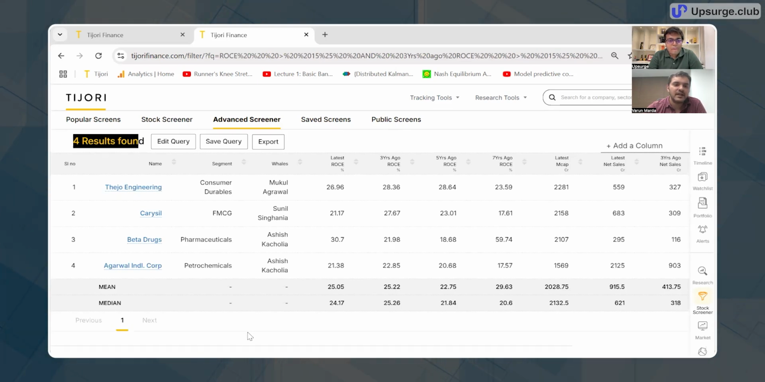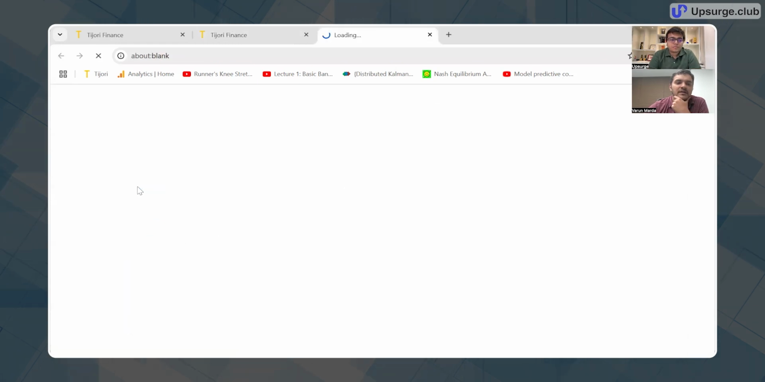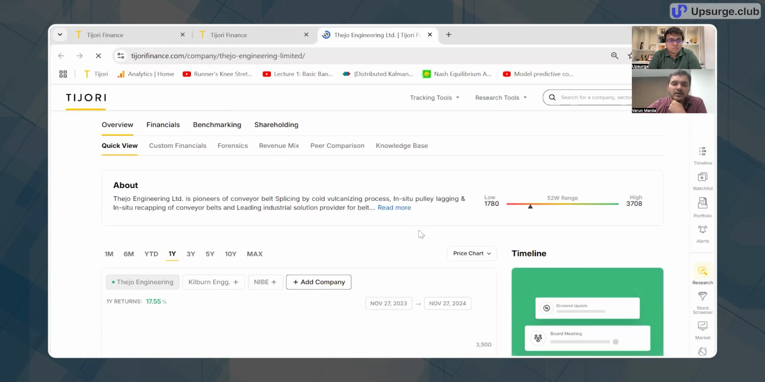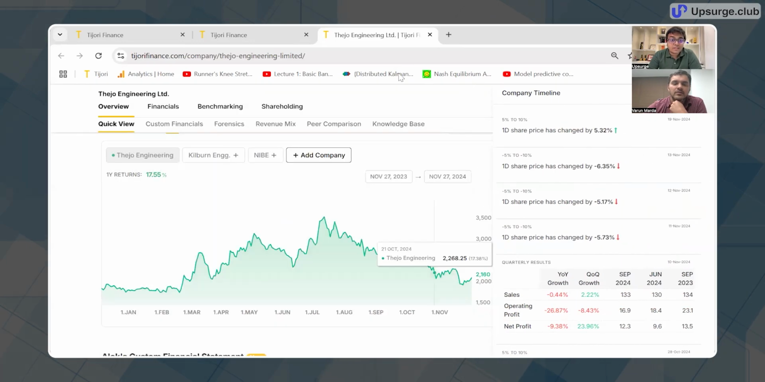So what this is telling us is, of those 34, there are 4 small cap consistent compounders, of which 2 Ashish Kacholia has invested in, one Sunil Singhania, and one Mukul Agarwal has invested in, this Tejo Engineering. So from here you can be like, okay, this is in the pharma sector, this is in the consumer sector. Maybe I should look at this, and then you'll get into it. Can we also know when exactly they invested?